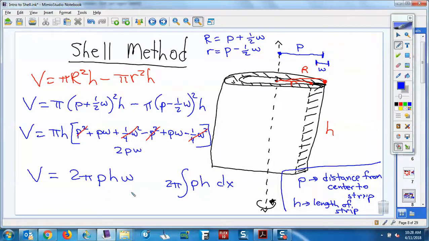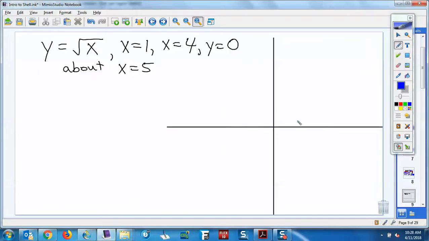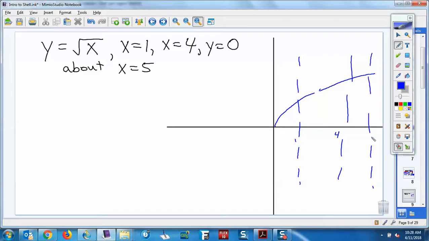All right, so let's go back to this problem right here. Same problem. Let's go ahead and draw our parabola. We got x equals 1 right here. We got x equals 4 right here. Okay, so we got x equals 1 right here. We got x equals 4, and we're going to revolve around x equals 5, like so. So we have this region. Okay, we're going to revolve around x equals 5.